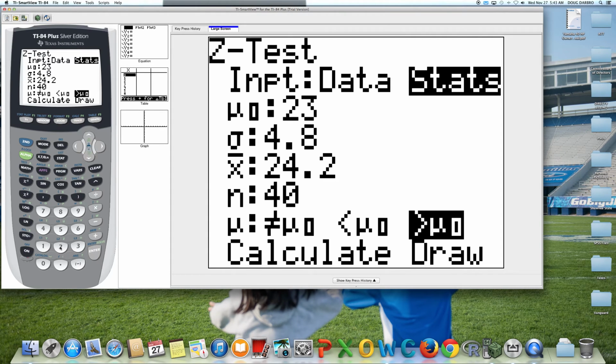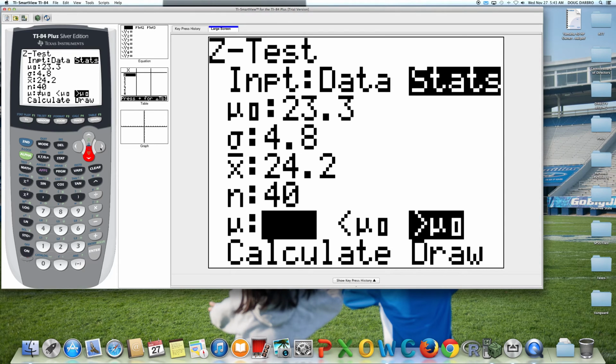Come down to mu0, which is 23.3. You can see I've already got some of this information in. The population standard deviation is 4.8. Sample mean is 24.2. Sample size is 40. And guys, come down and select the inequality, which is greater than in this problem.